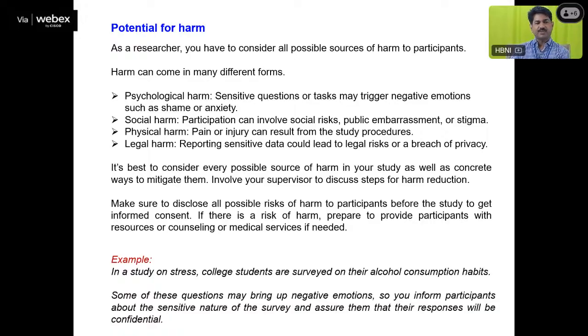So this type of thing we should tell the research participants. So one example here I have given. In a study on stress, college students were surveyed on their alcohol consumption habits. Some of these questions may bring up some negative emotions.